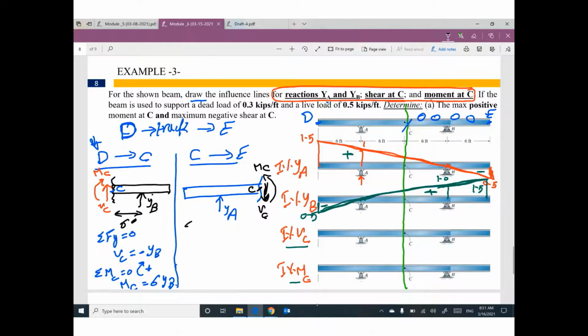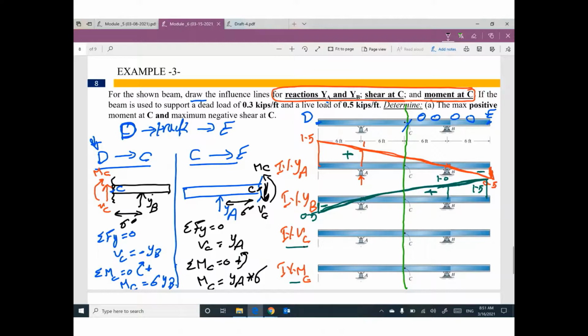If you apply summation Fy equals 0, I can say VC equals YA. If you apply summation moment at C equals 0 and assume this direction is positive, MC will equal YA times 6, because this distance is 6. Based on these calculations, I can set up the diagram for VC and MC.